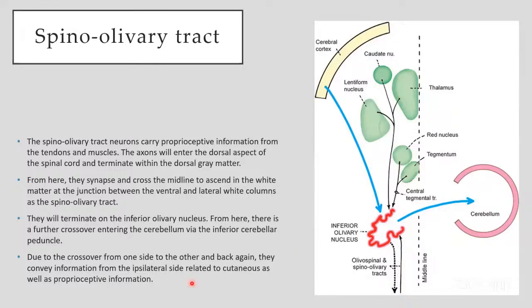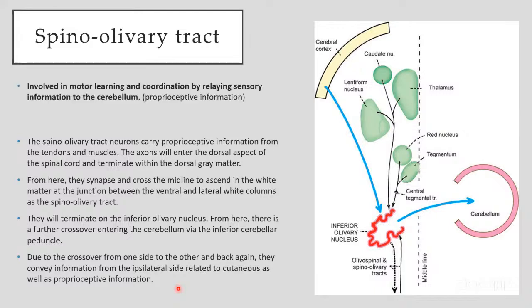As they cross over from one side to the other and back again, they convey information from the ipsilateral side, related to cutaneous as well as proprioceptive information. So spinocerebellar and spino-olivary tracts both relay ipsilateral information. These are involved in motor learning and coordination.